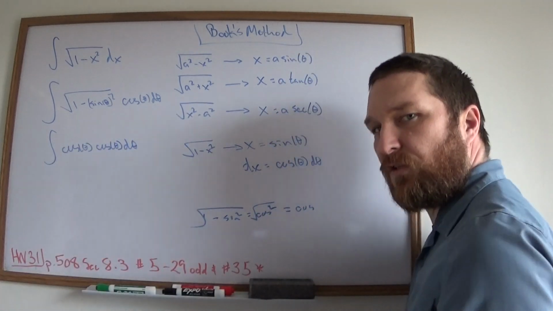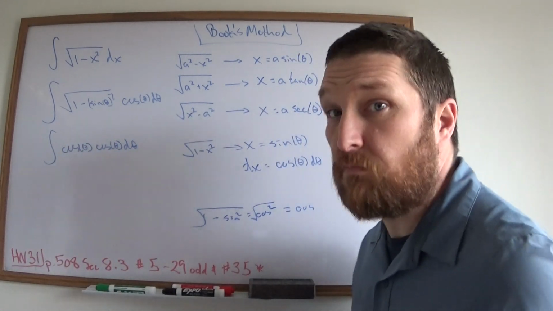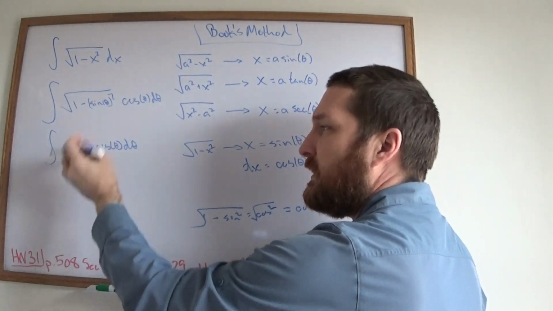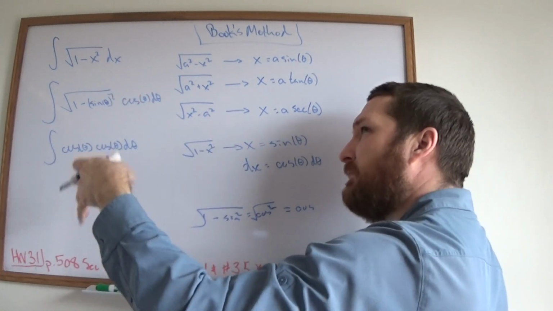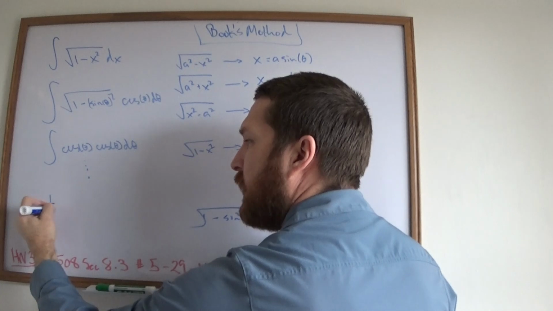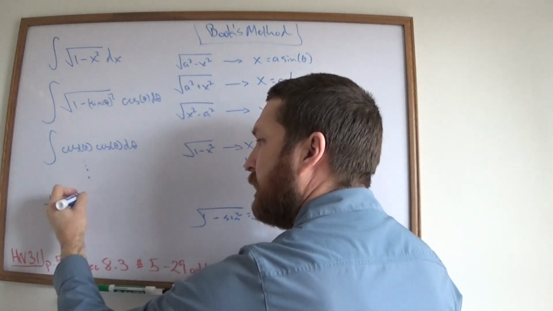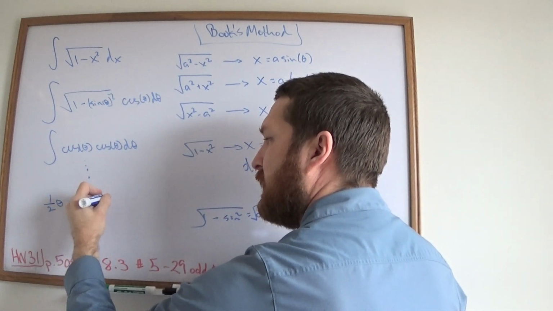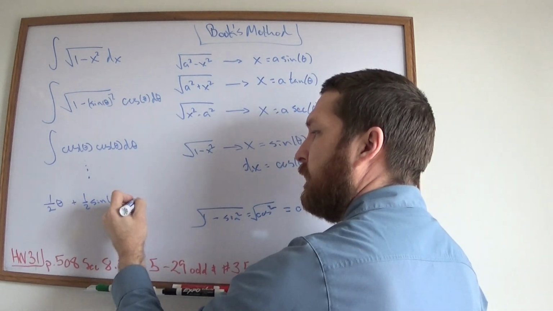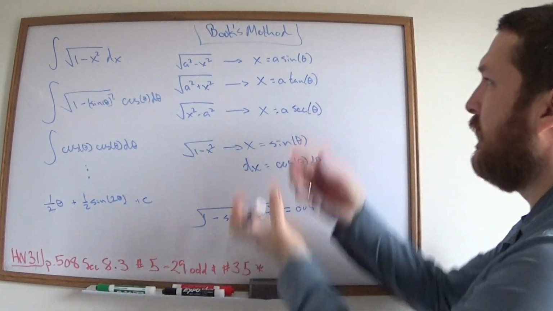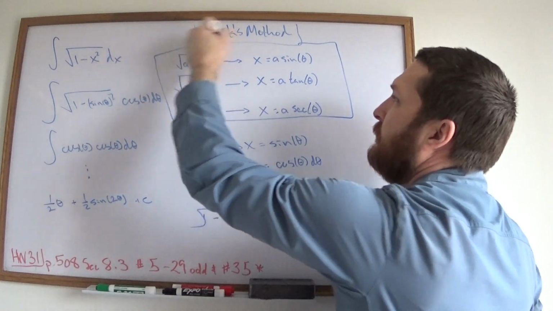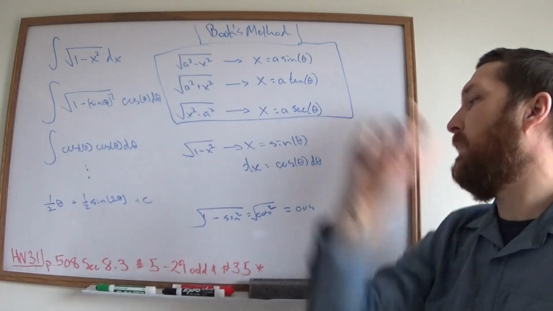And so far, it looks like the book's method is pretty cool, right? Well, let's remember what I did. We square that and we do a half plus a half cosine 2 theta, and you end up with 1/2 theta plus 1/2 sine 2 theta plus a constant. And now, you tell me, you look at this stuff right here, and tell me, how do I get back in terms of x?